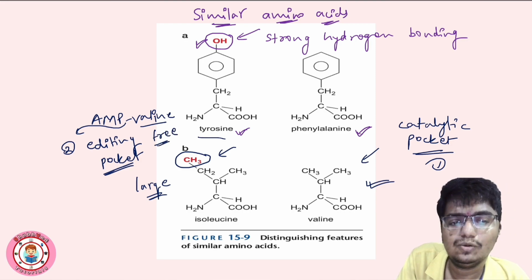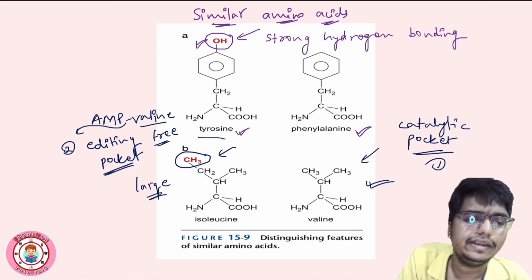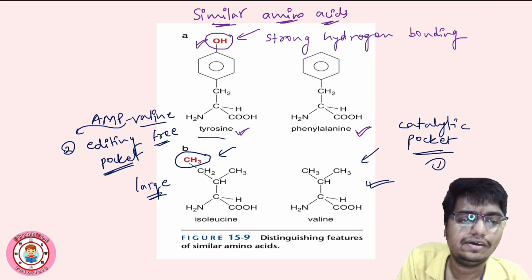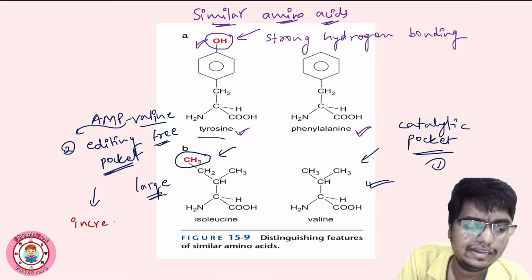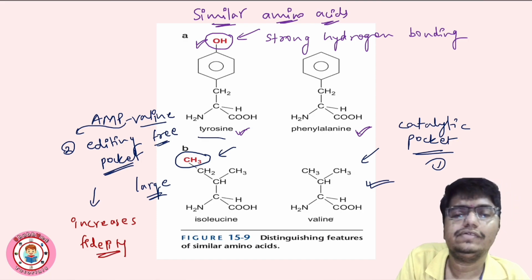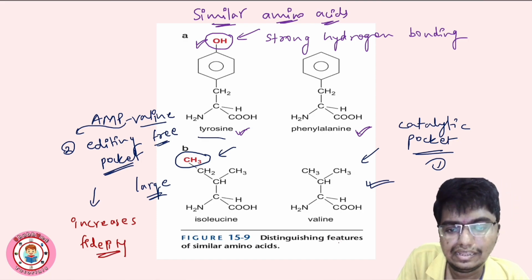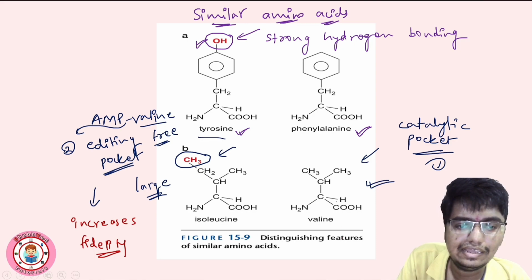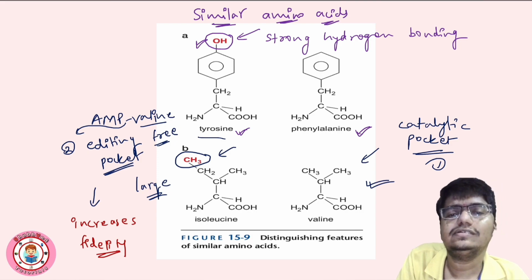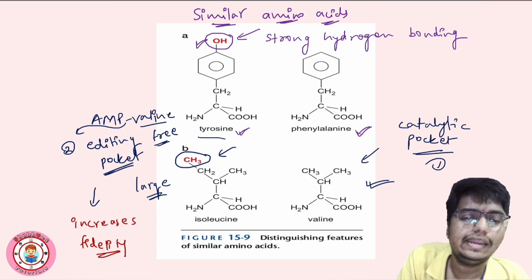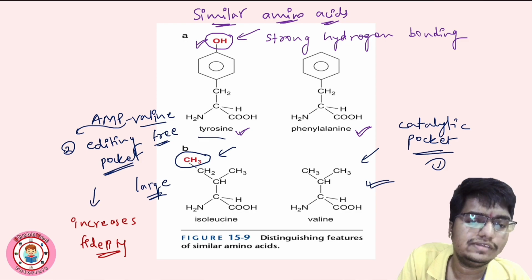Right, valine will be free and AMP will be released in the editing pocket. Means, or what we can say, the editing pocket increases fidelity. Fidelity means accuracy. Right, accuracy is increased. So these are the things: catalytic pocket and editing pocket, for valine and isoleucine.